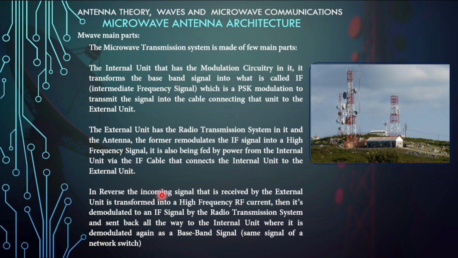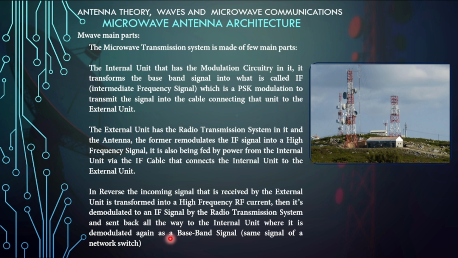Okay, in reverse, the incoming signal that's received by the external unit is transformed into a high frequency RF current that is then demodulated to an intermediate frequency signal by the radio transmission system, which is at the back of the microwave dish.